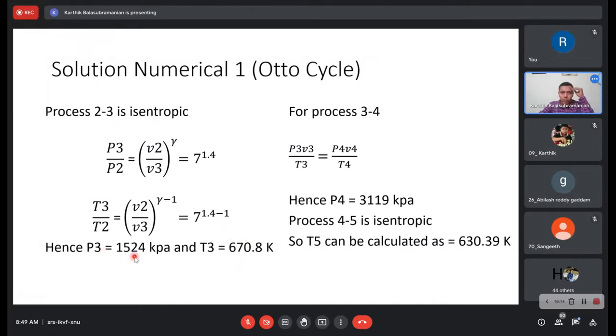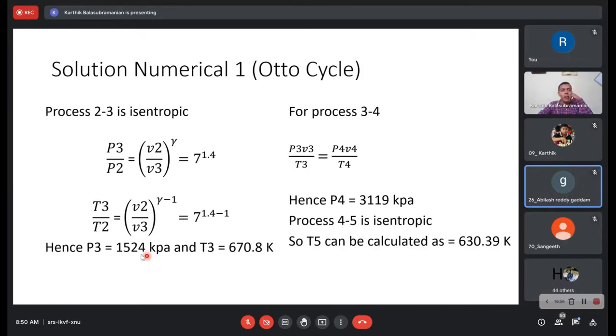P3 is given. I think it's pressure and temperature. So P3 is 1524 kilopascal. Are you guys getting this? Because you know P3 by P2 is equal to V2 by V3 to the power gamma. PV to the power gamma is constant. So from that, using the compression ratio, you can get, I think P2 is known, the ratio is known. So you can get P3 as 1524 kilopascal. Yes, are you getting this, guys? 1524.43, yes sir, it's fine.